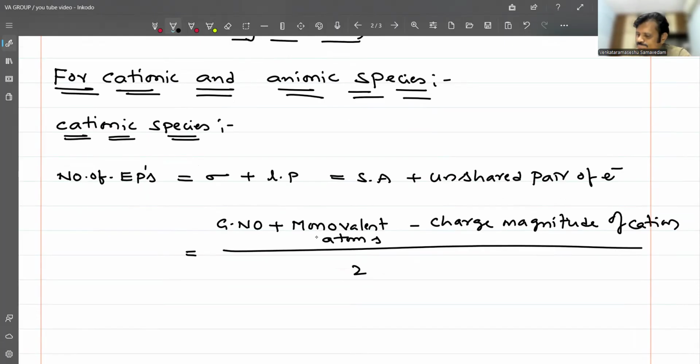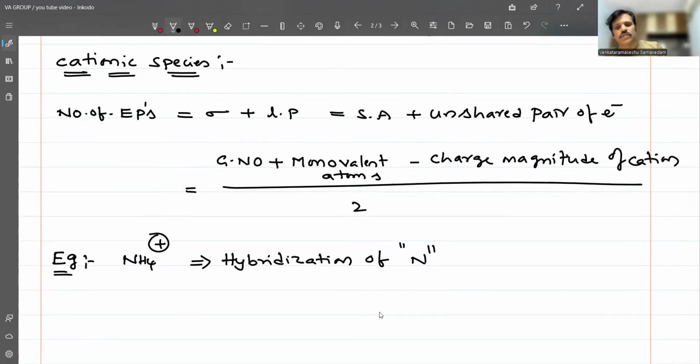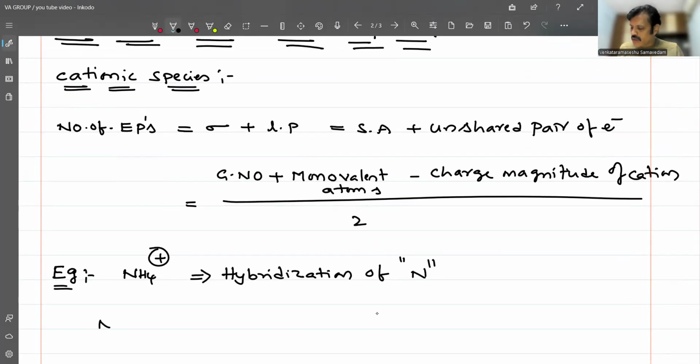So then the formula of hybridization for the central atom in the case of cations, you will get. If you want an example, I can take a very simple example, that is the ammonium cation. In the case of the ammonium cation, if I want to find out the hybridization of nitrogen, what you have to take is the formula: number of electron pairs, nothing but sigma bonds plus lone pairs.